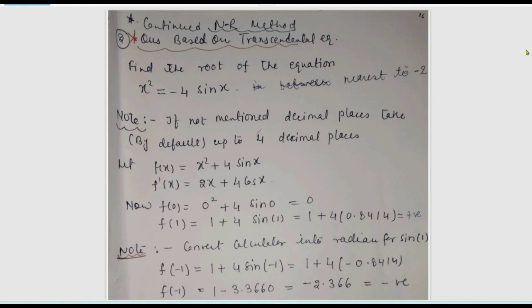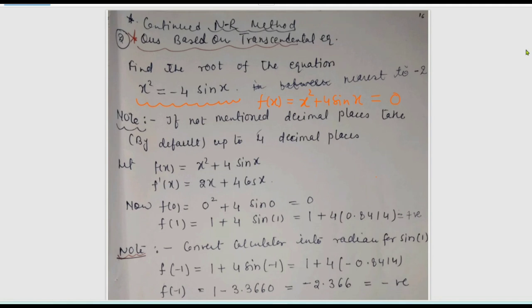Suppose I am writing the question x square equals to minus 4 sin x. This equation is a transcendental equation. Why? Because in the second term you are adding a trigonometric function, sin x. So this equation I can write as x square plus 4 sin x equals to 0, or f of x equals x square plus 4 sin x equals to 0. So you can say this particular function or equation is a transcendental equation.